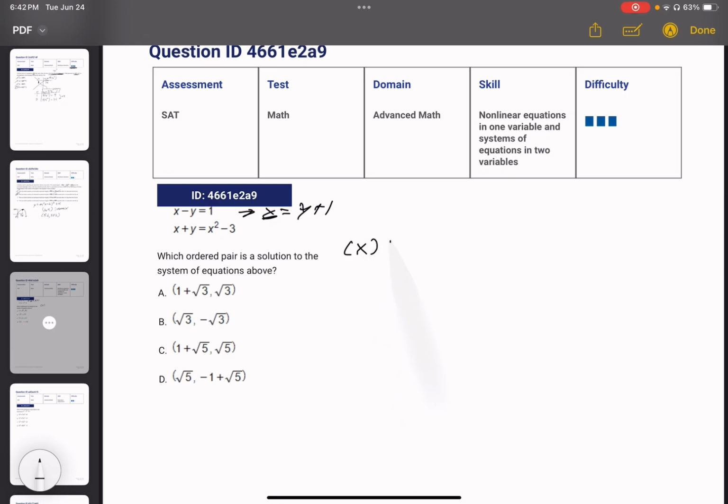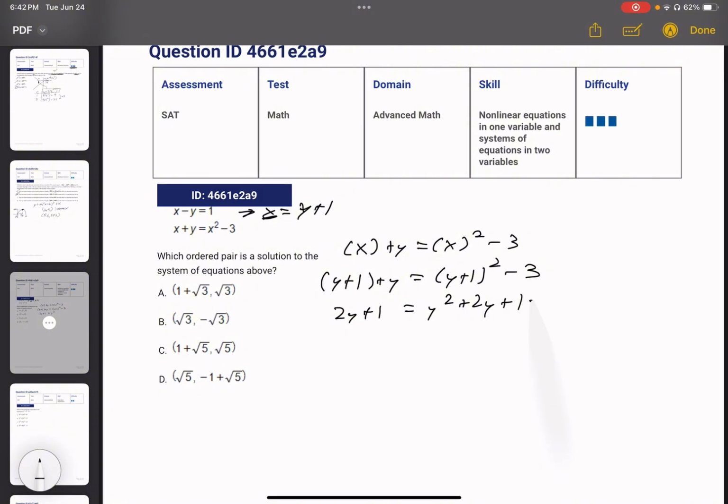I'm going to write this out again. x plus y is equal to x squared minus 3. So y plus 1 plus y is equal to (y plus 1) squared minus 3. So we have 2y plus 1 is equal to y squared plus 2y plus 1 minus 3. And then we get y squared. These cancel out. Plus 1 minus 3 is -2. We add that to that side, and that's going to be 3. So we get y is equal to plus or minus the square root of 3.